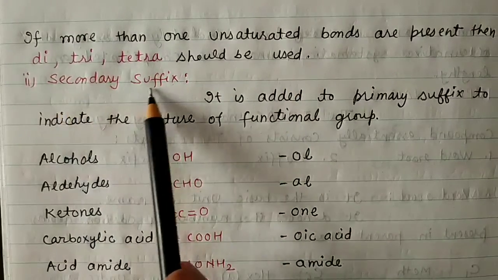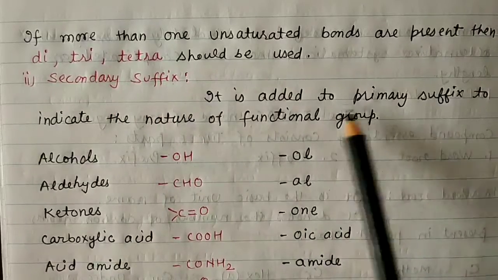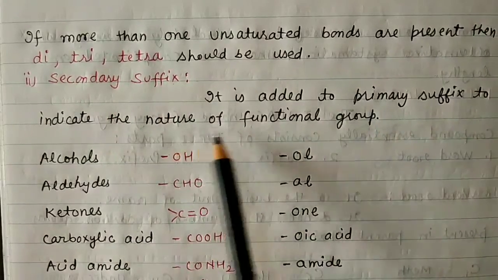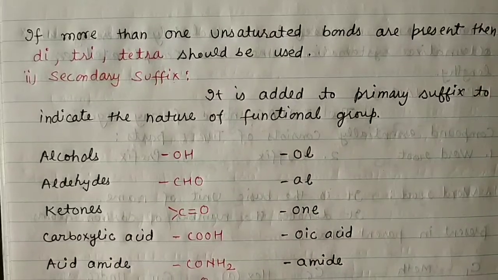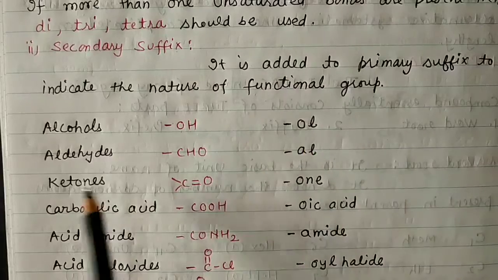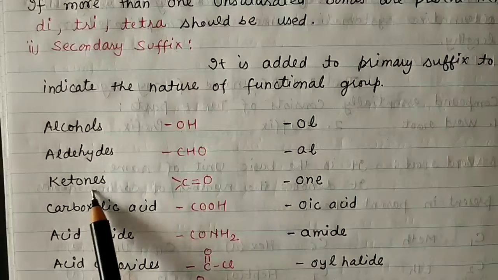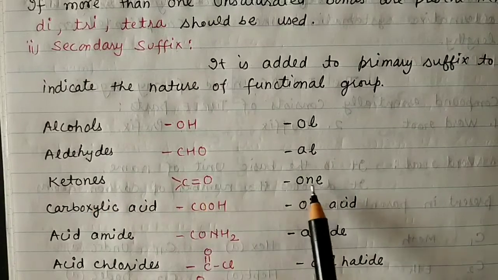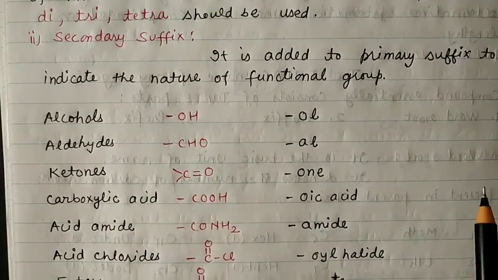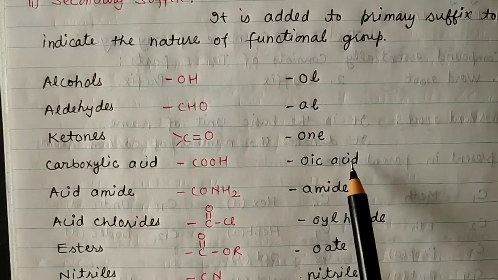Now moving to the secondary suffix. It is added after the primary suffix to indicate the nature of the functional group. Like for alcohol, OH, we will use ol. For aldehyde, CHO, al. For ketones, the C double bond O group, one. For carboxylic acid, COOH, oic acid. These are the secondary suffixes.